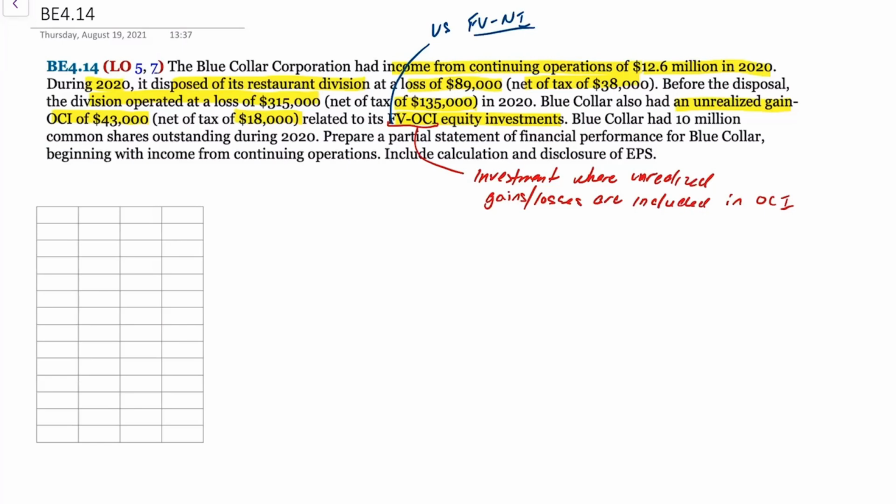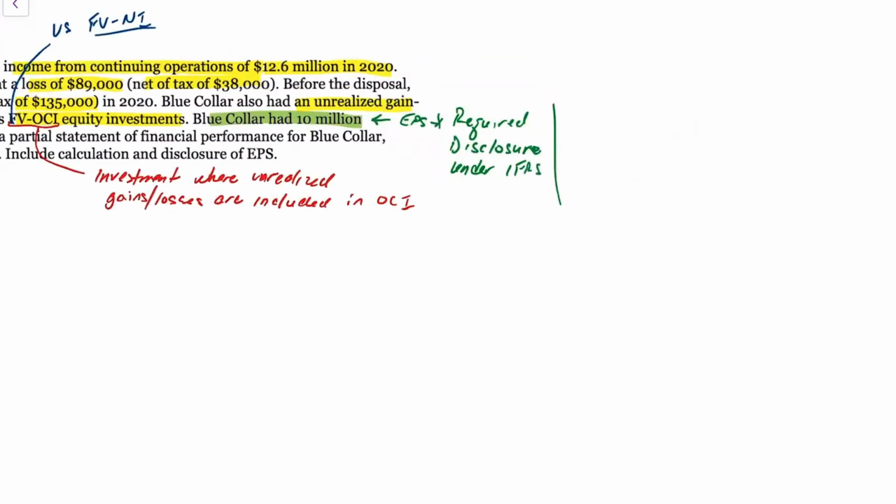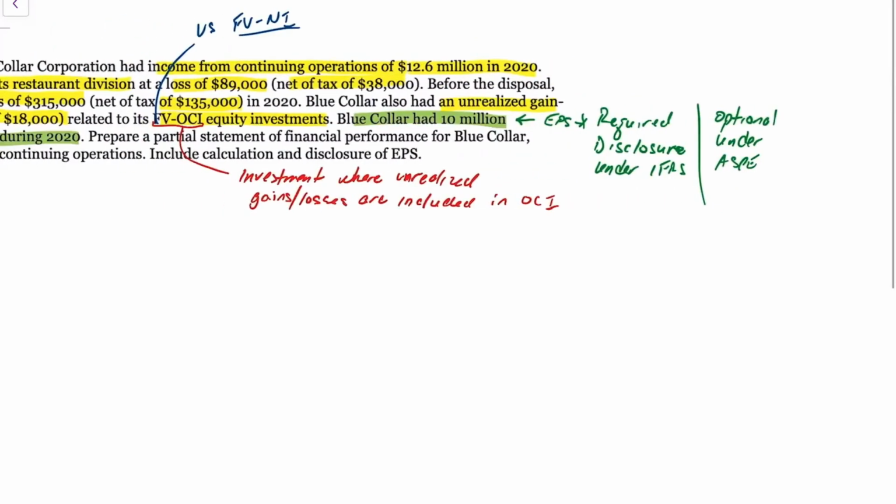Some other information here. It says, Blue Collar had 10 million common shares outstanding during the year. Now, why did they throw this little piece of information at you when all of this other stuff is about income and discontinued operations and OCI? What's that all about? To determine your earnings per share. That's right. That's the hint that you're going to have to determine earnings per share, EPS. It is a required disclosure under IFRS, and it's optional under ASPE. So that's something to remember as well.